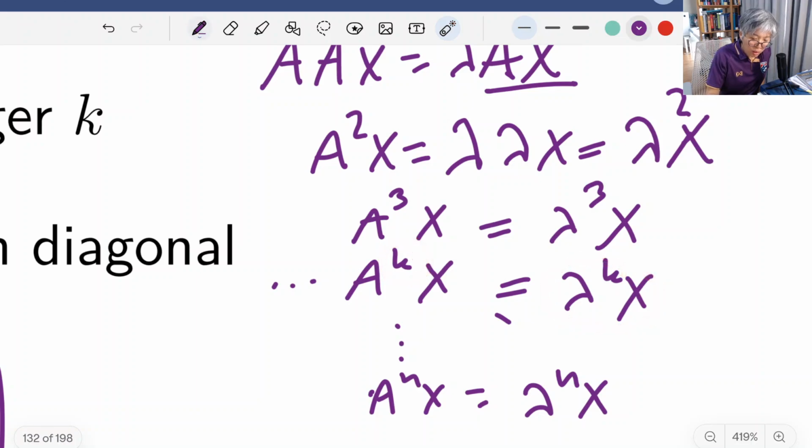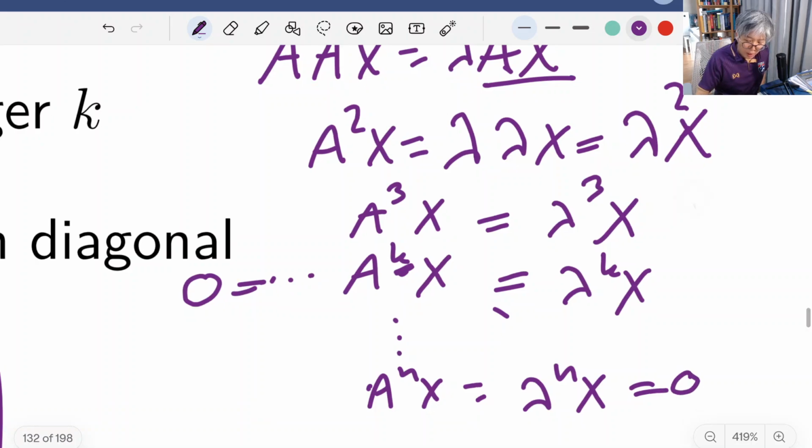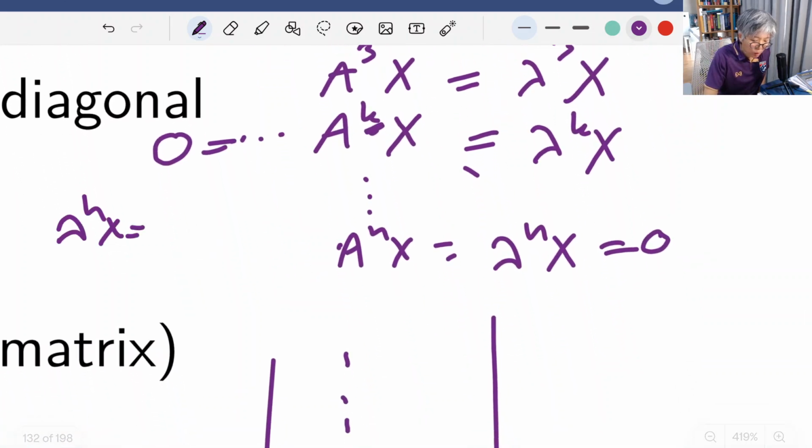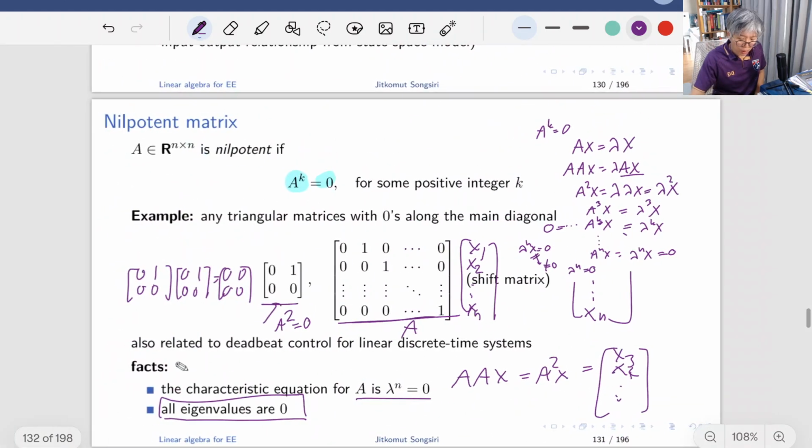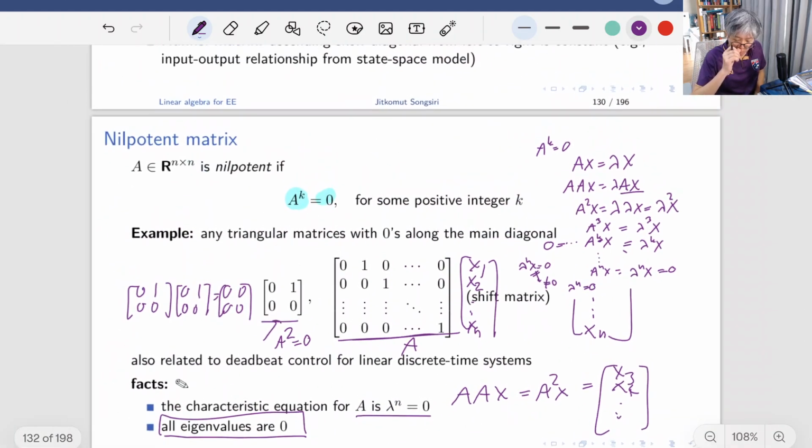But if this is a Nilpotent matrix, there is going to be a fixed integer k such that A to the k is 0. So at the end, you get lambda to the n x equals 0. But x is an eigenvector, and x is never 0, so that's why you get lambda to the n is 0 instead. Okay, so this is an example of a shift matrix.